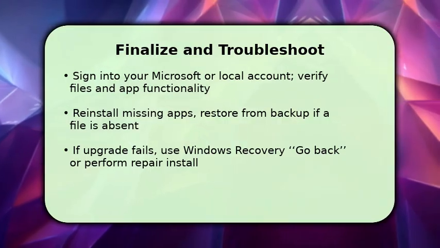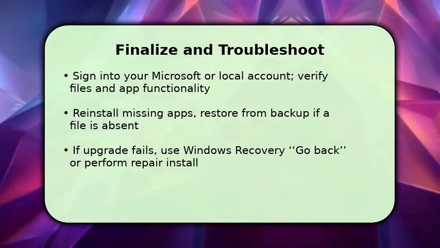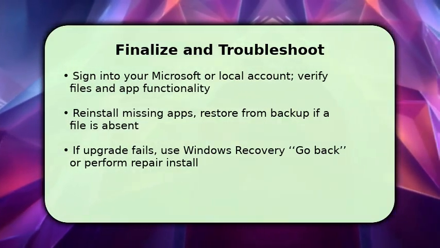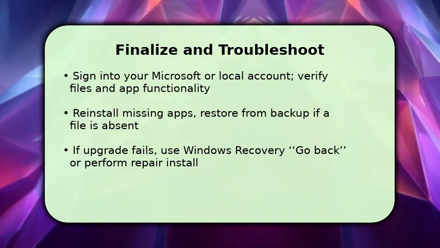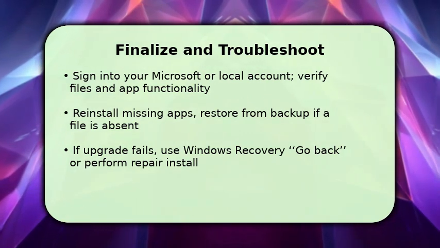Troubleshooting tip: if the upgrade fails or you see serious errors, use Windows Recovery's Go Back option or run a repair install from the ISO to recover without wiping data.